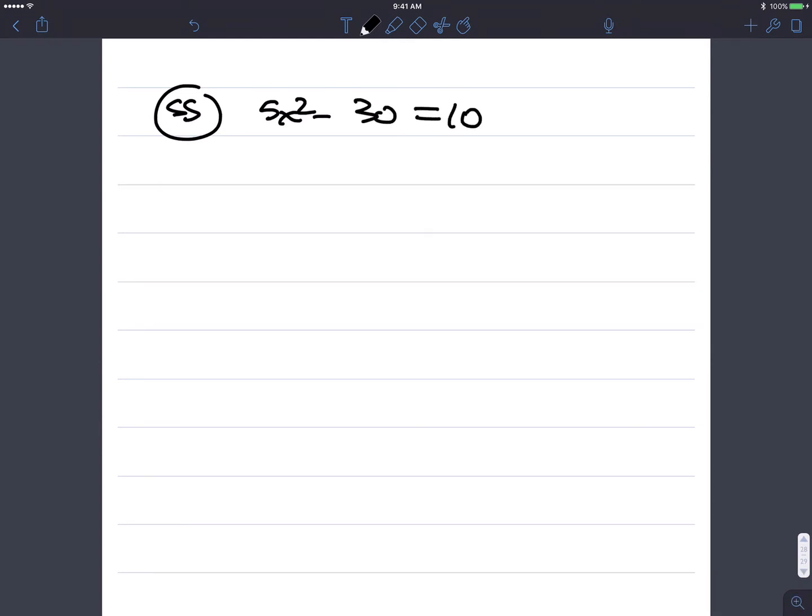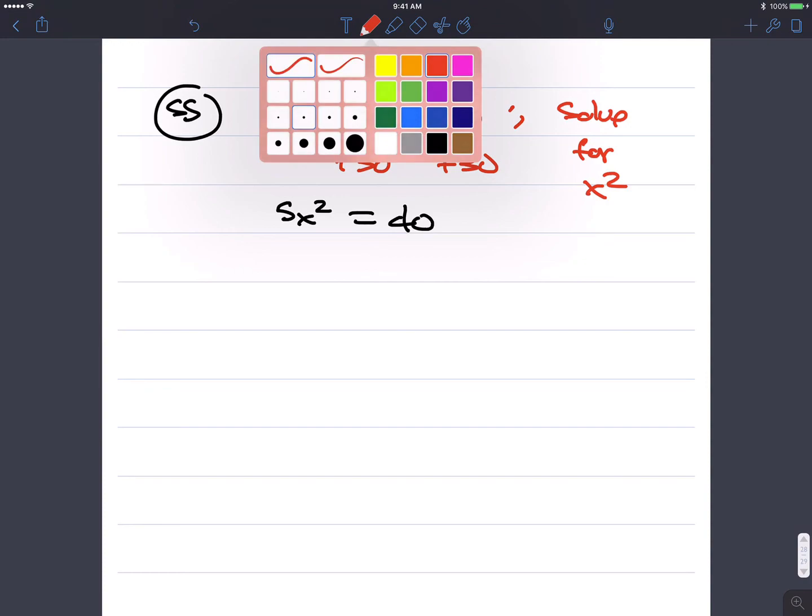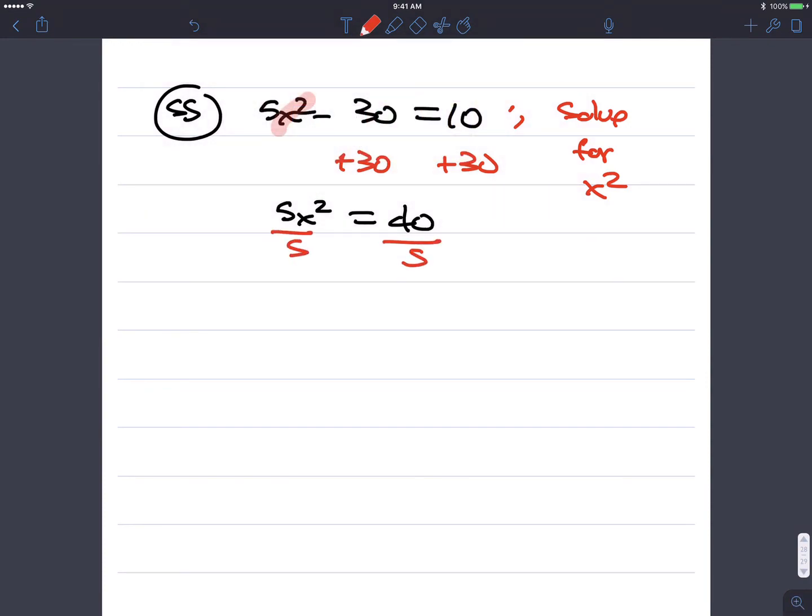5x squared minus 30 is 10. Again, like the prior problem, we have to solve for x squared. Add 30 to both sides. We get 5x squared equals 40. Divide both sides by 5, and I get x squared equals 8. Now, x will be plus or minus the square root of 8 by the square root formula.